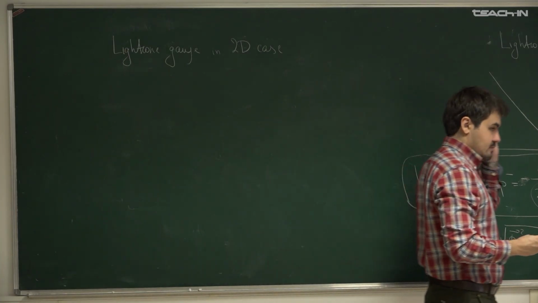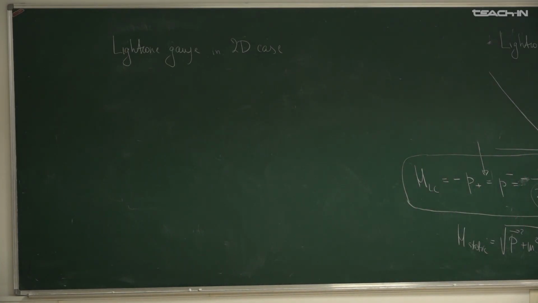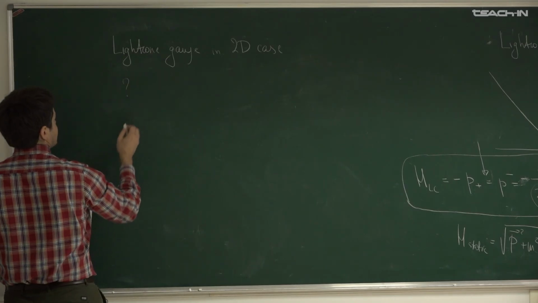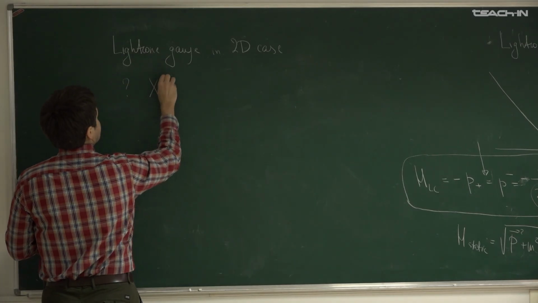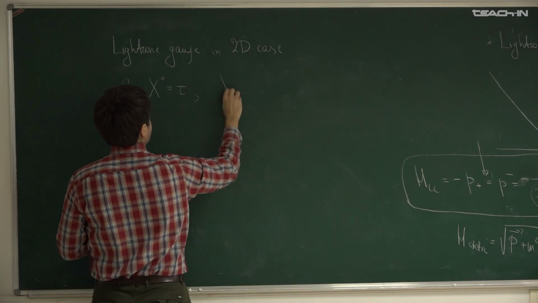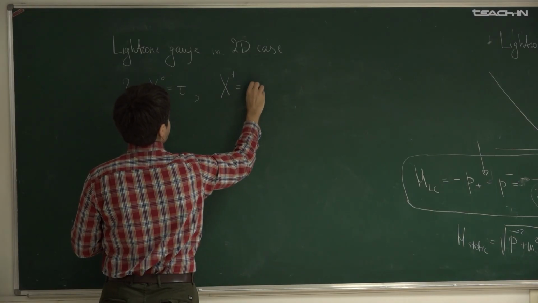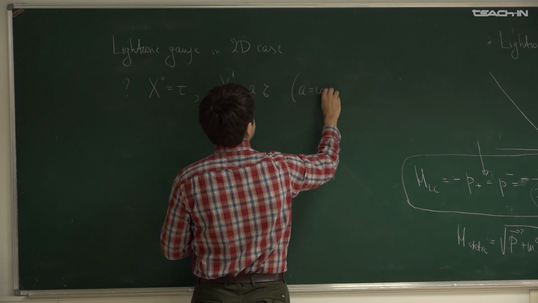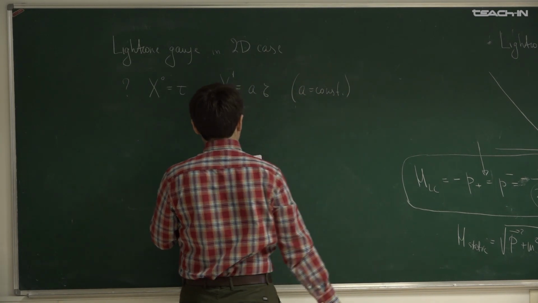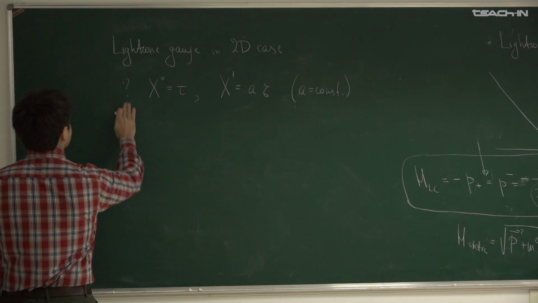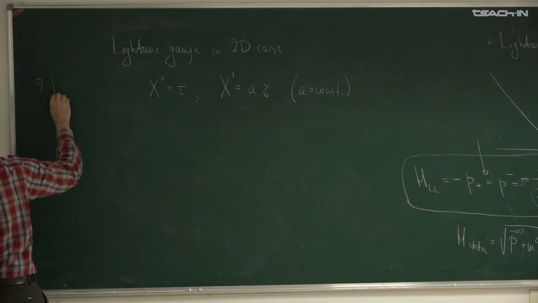So of course, this is where you will see the difference between static gauge and light-cone gauge. One option for strings would be to choose some analog of static gauge: x0 equals tau, and say why not choose x1 equals a sigma, where a is a constant. So this is one option. Sometimes it's called Monge gauge.